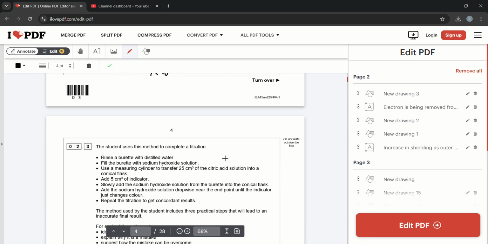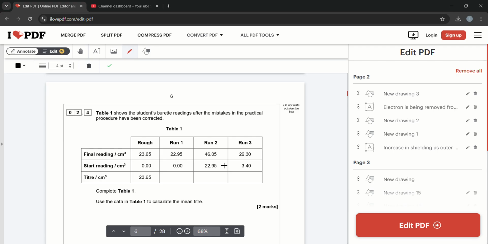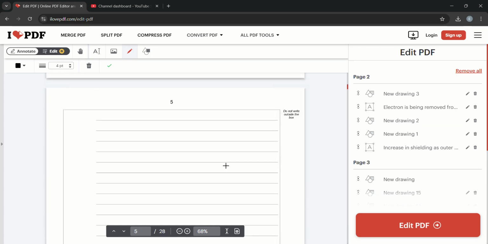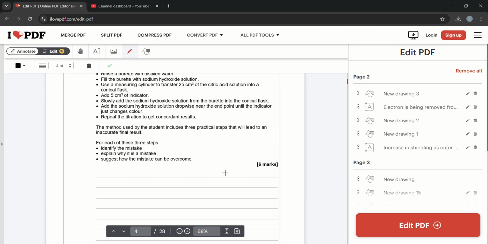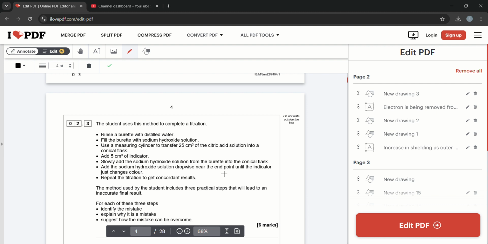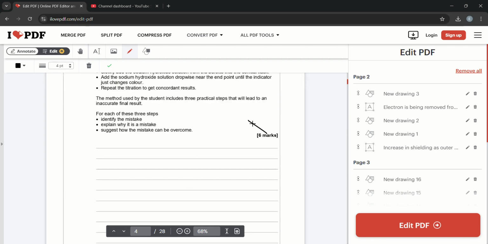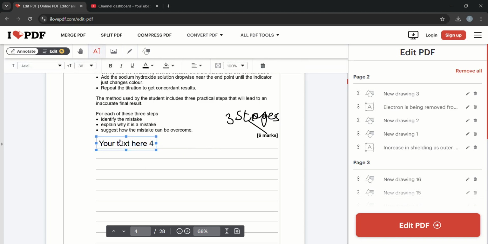Okay, and then 2.3 and then 2.4, but 2.4 that's easy. So 2.3, a really long method, and then it says for each of the 3 steps, identify the mistake, explain why it is a mistake, and suggest how the mistake can be overcome. 6 markers, so it's going to be 3 stages. You should have done so many 6 markers just by doing the past papers that you should know by now that if it's a 6 marker, it's 3 stages.